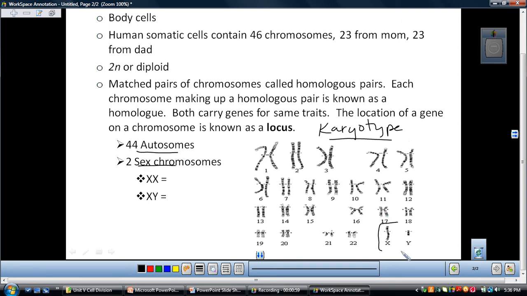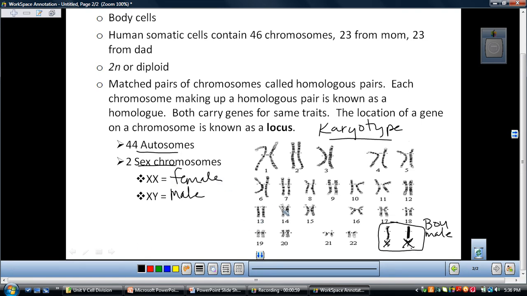So right here, this individual is a boy or a male. How do I know that? Because they have a chromosome at location X, and they have a small little chromosome at location Y. And if you have an XY, you are a male. Okay, a karyotype for a female would have two very similar sized chromosomes, and we would say that it was XX, and that would be a female.